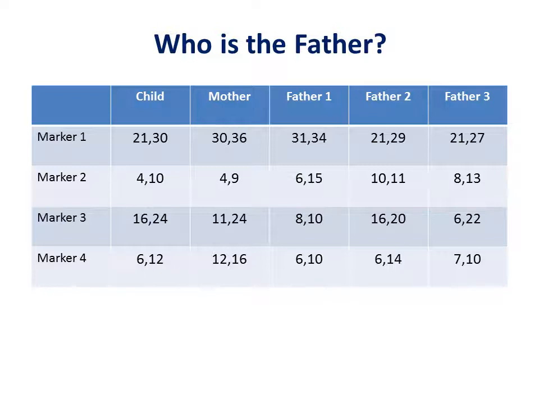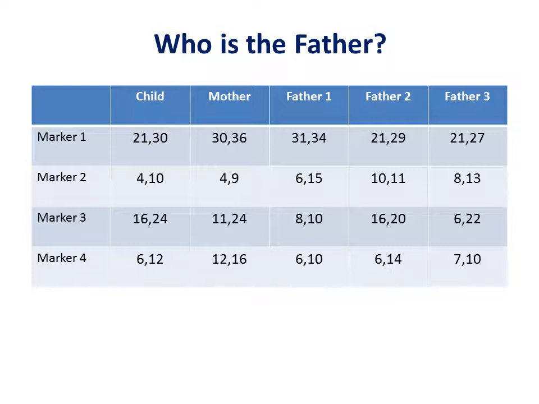So now we need to find a father that has 21 copies of this variable number of tandem repeats contributed to the child. Based upon that, we can rule out father 1 because he has 31 and 34, which is not a match. At this point, we really cannot confirm whether it's father 2 or father 3 because they both have 21 copies of that particular tandem repeat at marker 1.